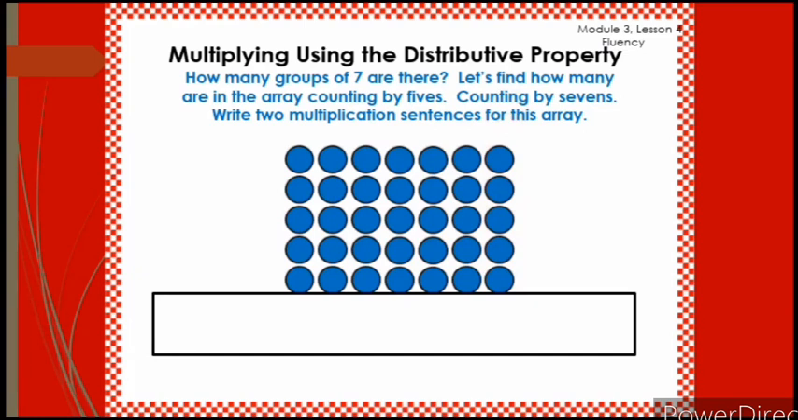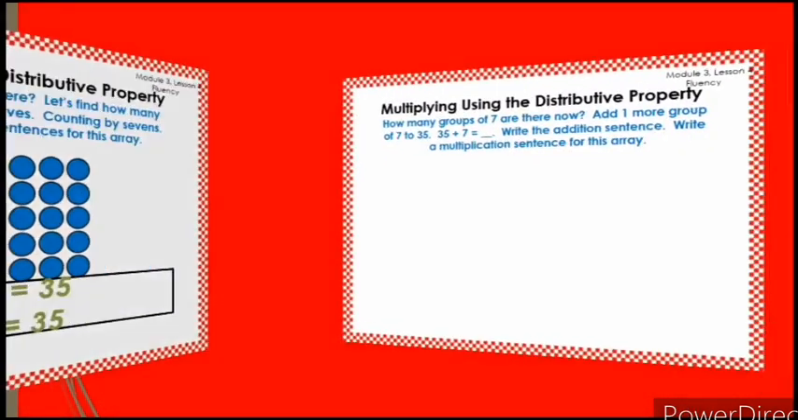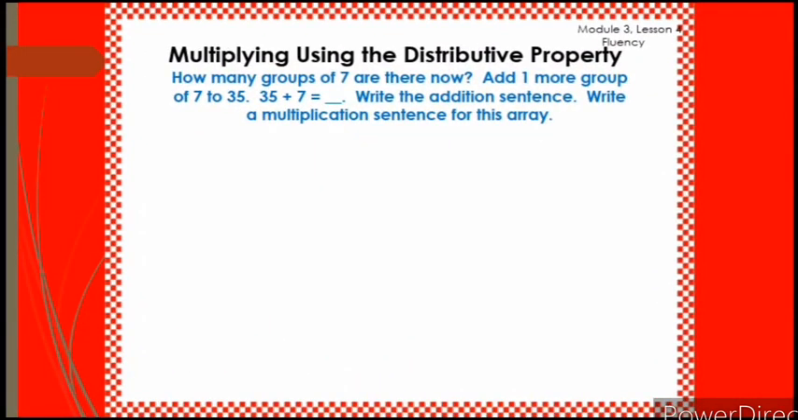So I have 35. That's wonderful. So let's see what the multiplication sentences would be. 5 times 7 is equal to what? 35. Yes, 7 times 5 is equal to 35. This is wonderful. If a group of 7 is added to this array, what will it be? I can just add 7 to 35 and I have my answer.